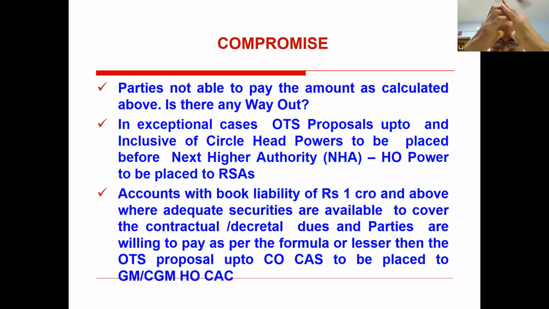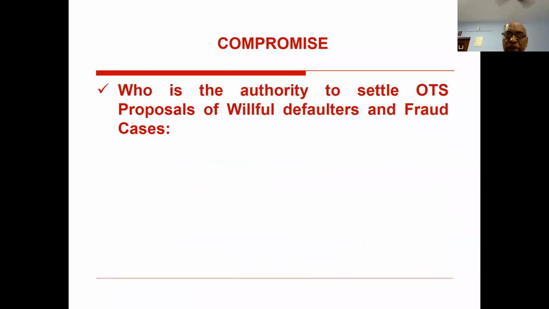And then second case, the first slab, realizable value is sufficient to cover the book liability plus the contractual dues or decretal dues. If the book liability is 1 crore and above, even though the borrower is willing to pay as per the formula, that proposal also should be placed to HO, GM, CGM only. No authority up to the circle head level has power to sanction the proposal. So in which cases? In two cases. Then next one. Who is the authority to settle OTS proposals of willful defaulters and fraud cases? I told you OTS can be settled for a willful defaulter and fraud cases also.